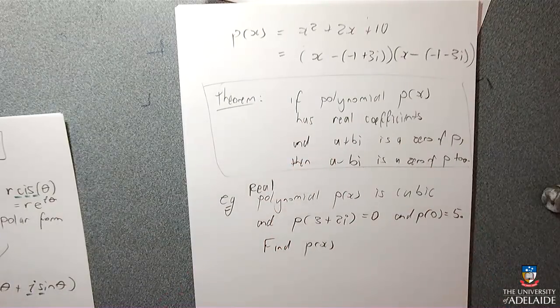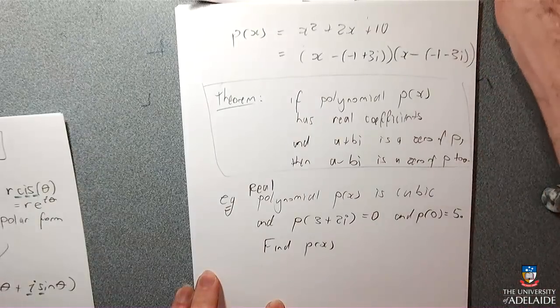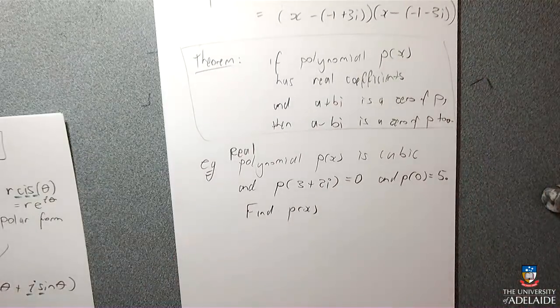Okay, so here's a made-up example. The real polynomial P(x) is cubic, and P(3+2i) is 0, and P(0) is 5. Find P(x). There will actually be several of them that do this, so I really hope I haven't painted myself into a corner and made it impossible to do this, but it should be enough.